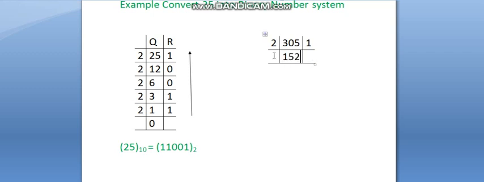Okay, and what is the quotient now here, 152. You have to again divide by 2. Remainder is your 0 because even number is there. Then we have to divide. So what will be the quotient, 7 and 6, 76. Again divide by 2. What will be the remainder, 0.